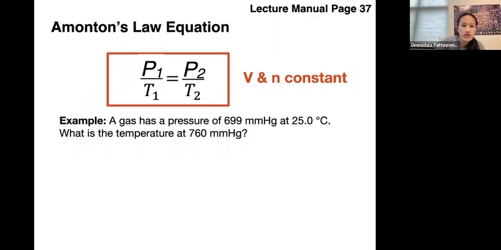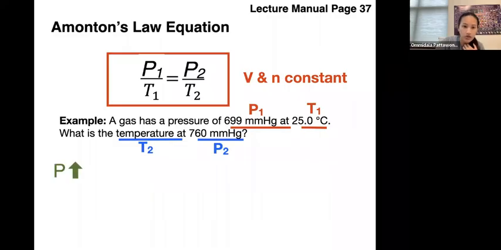Okay, so let's use this together. Okay, so if you use this in an example like this, right? So 700, we are looking at two different pressures and at different temperatures. So in this case, it is asking you what should be the temperature that is going to have the pressure of 760 millimeter mercury. Okay, so in this case, we know that those given are P1, T1, and we are looking at T2 and given P2. Okay, so as pressure increases, we should expect the temperature to increase as well. So that means your final answer should come out to be higher than 25 degrees Celsius.